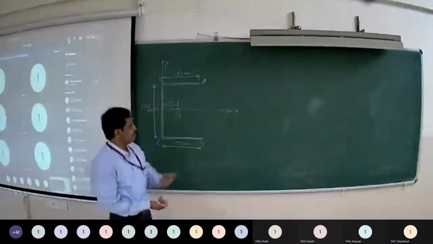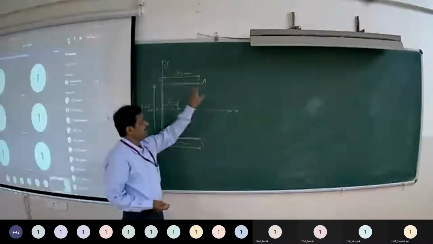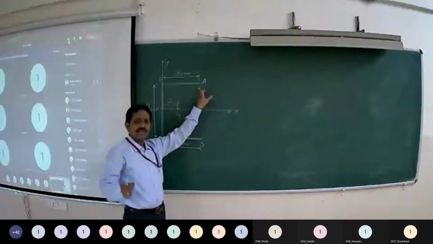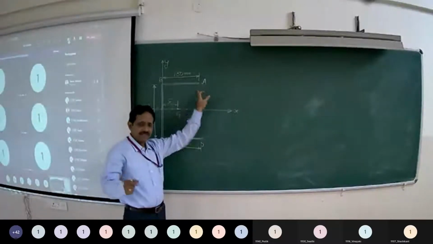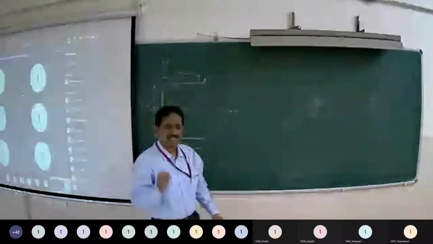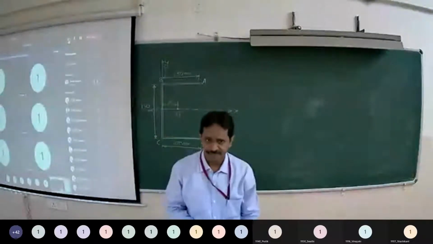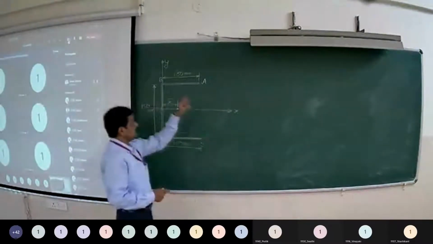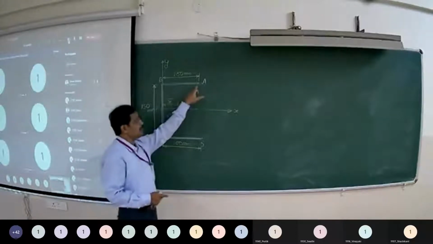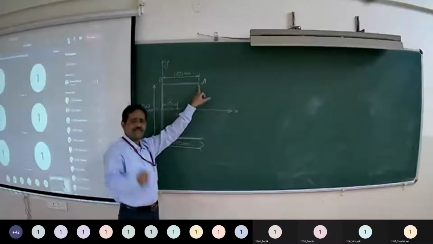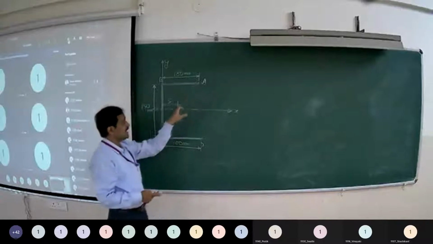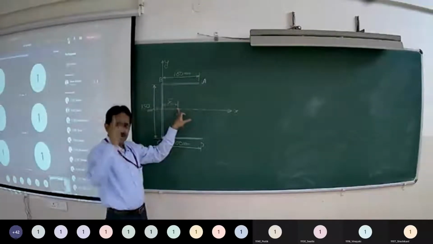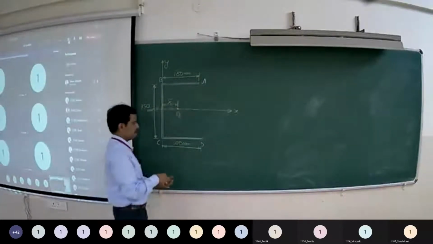Also, we know that when a body is suspended from any point, the center of gravity of that body will be located on the vertical line passing through the point of suspension. Here, this letter C is suspended from point A. And if you draw a vertical line through A, the center of gravity should lie on that vertical line.